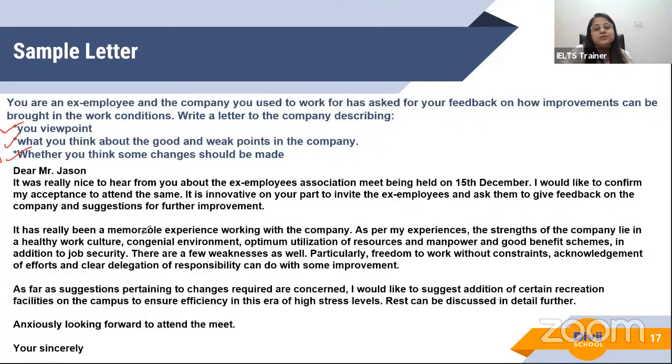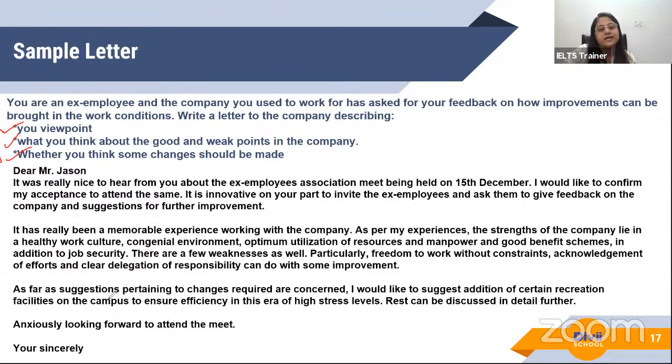It has really been a memorable experience working with your company. As per my experience, the strengths of the company lie in the healthy work culture, congenial environment, optimum utilization of resources, manpower, and the good benefit schemes, in addition to the job security. You have mentioned every good thing which you really realized or experienced in your company. And then there are a few weaknesses as well, particularly freedom to work without constraint, acknowledgement of efforts, clear delegation of responsibility can do some improvement. You have not written everything so directly, what weaknesses you have. They just said these are the things which can improve your place in some good way, right?